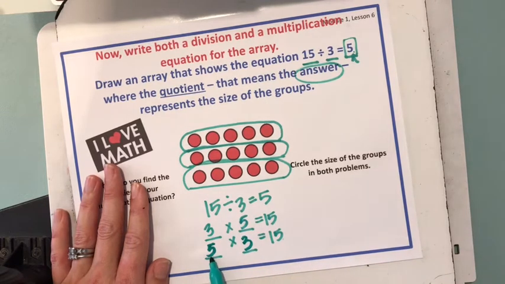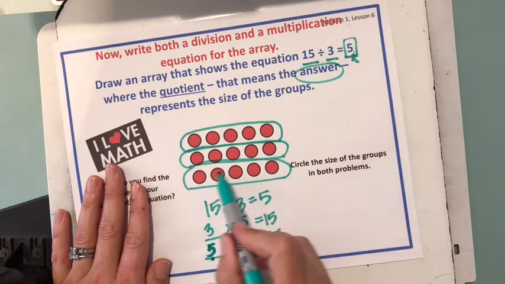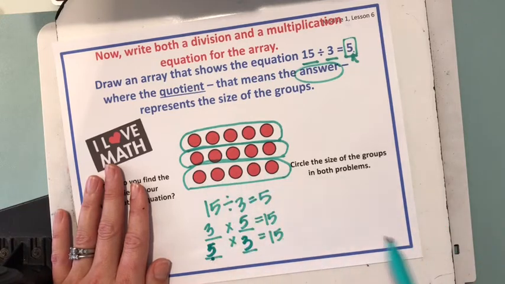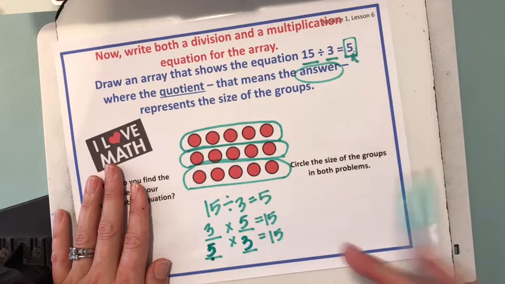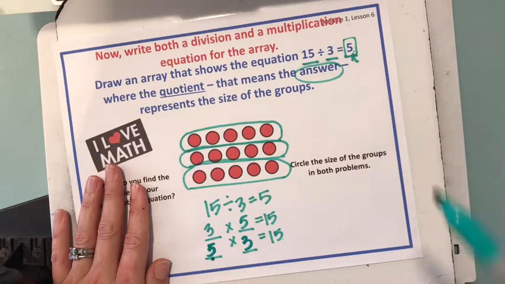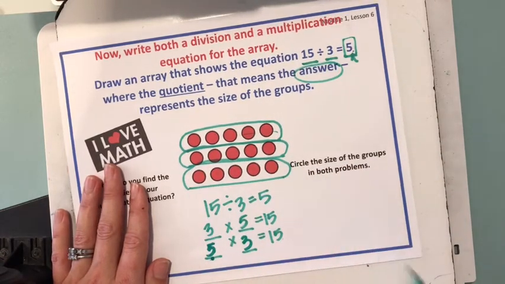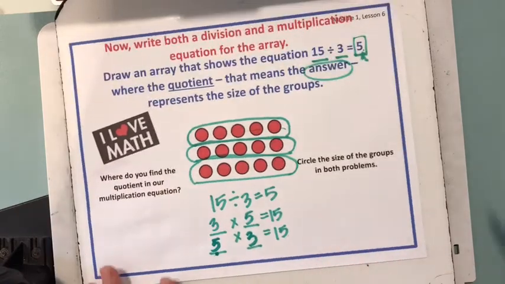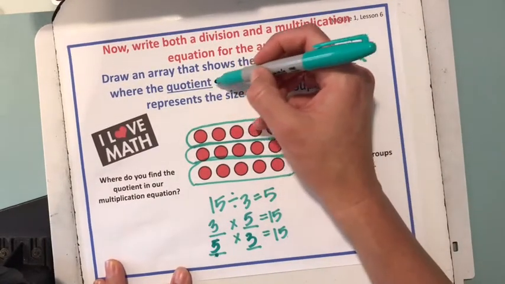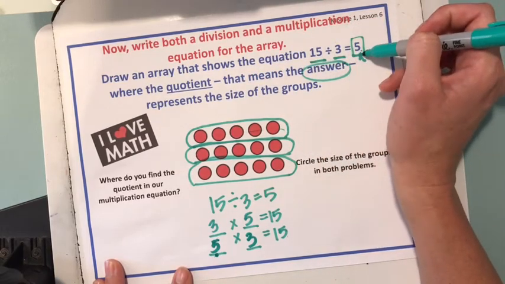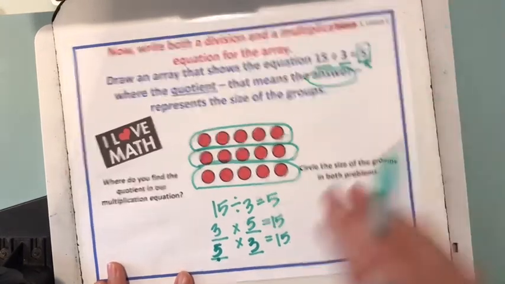Where 5 represents what, on my snap? The number or the size of the row, and what does 3 represent on my snap? The number of rows or the number of groups, okay? So this is just for you guys to get familiar with this term quotient. All you really need to remember is that that means the answer when you're doing division.